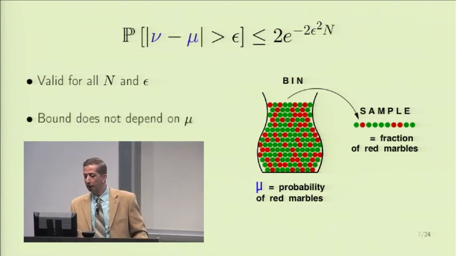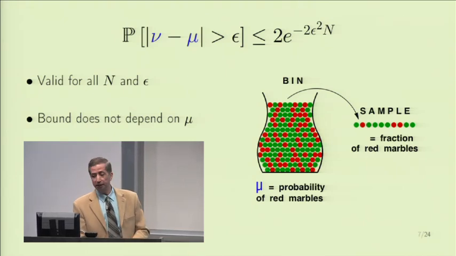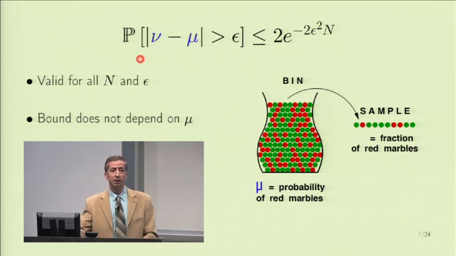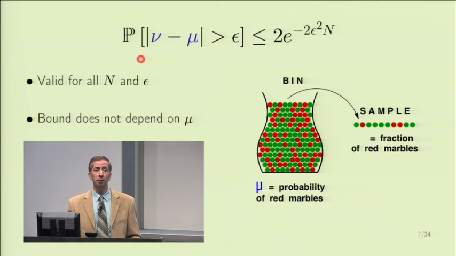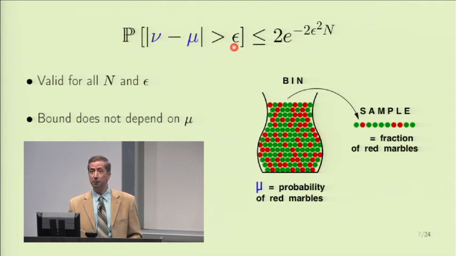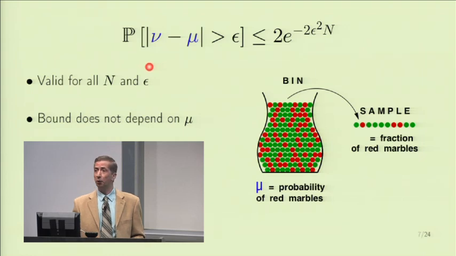Now, one observation here is that if you look at the left-hand side, we are computing this probability. This probability patently depends on mu. Mu appears explicitly in it, and also mu affects the probability distribution of nu. Nu is the sample of n marbles you picked. That's a very simple binomial distribution. You can find the probability that nu equals anything based on the value of mu. So the probability that this quantity, which depends on mu, exceeds epsilon, the probability itself does depend on mu.